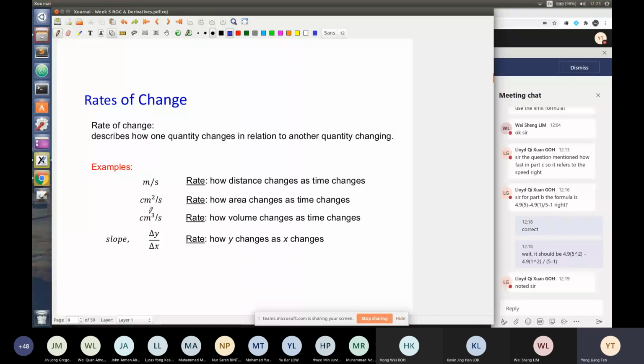Then of course, slope is just change in y over change in x. Sometimes we say change in y over change in x is also defined as the rate of change of y with respect to x. However, when we say rate of change without saying with respect to what, usually that rate of change is with respect to time.